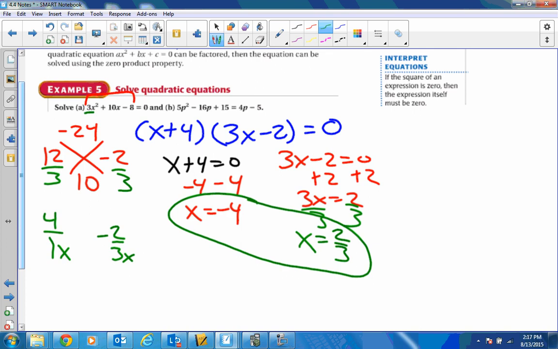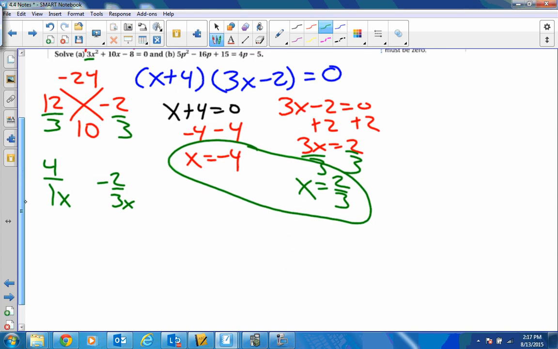The x plus 4 is probably really easy to say, that's negative 4 right away. But the 3x minus 2, you might not see that's 2/3 right away. So you want to get in the habit of setting it equal to 0 and solving it until you can kind of see and interpret that part as always being, well, you just add the 2 and divide by whatever's on the x. On b, you have to set equal to 0 first.